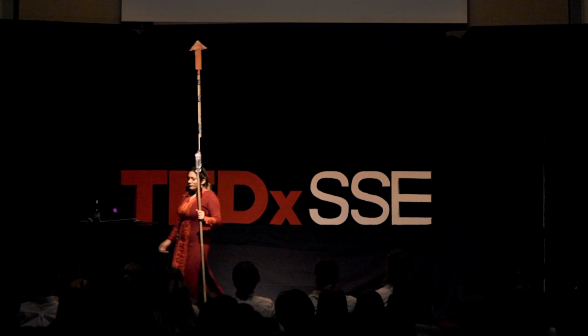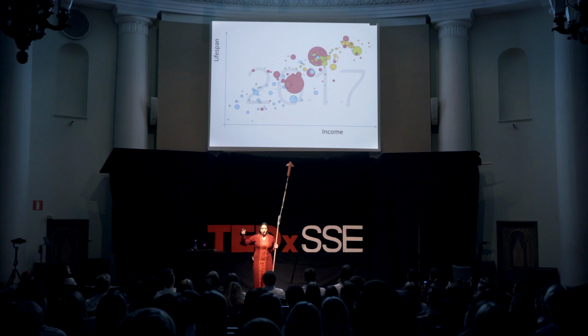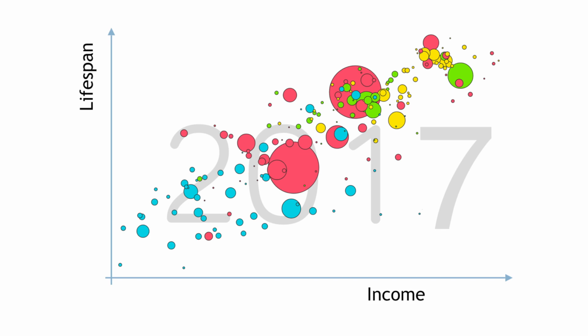You all know this, right? This graph here. Do you remember it? Have you seen Hans Rosling presenting it? I'm gonna try to show it here to you. Each bubble represents a country.